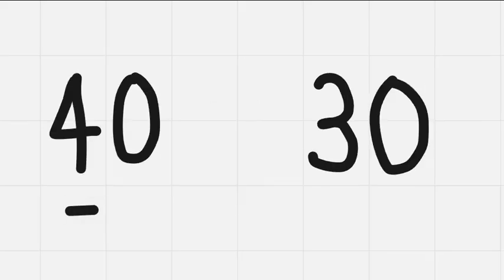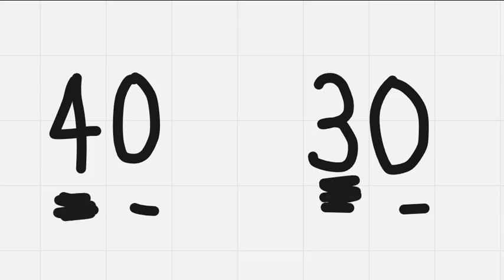Here we have 40 and 30. Both numbers have two digits. We'll look at the first one, 4 and 3. 4 is greater than 3, so it eats 40, points to 30. 40 is greater than 30.